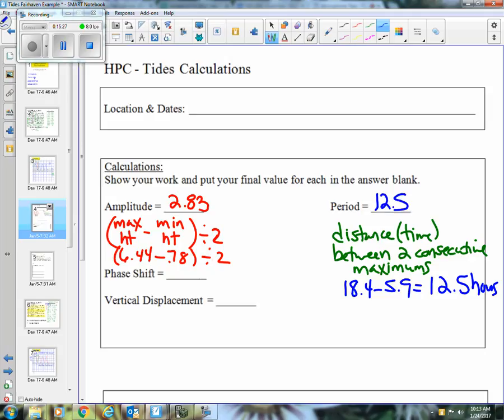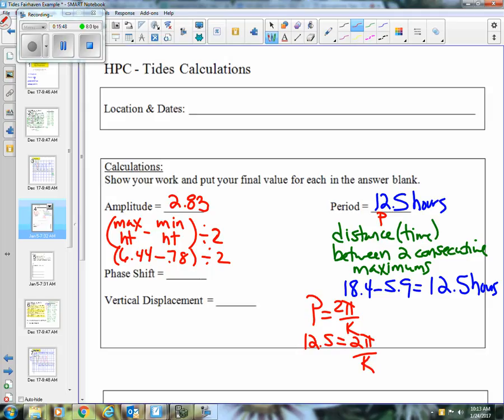Now remember, that's what the period is. That's not what K is. We still need to actually solve for K to figure out what that value is going to be for my function. So if the period is 12.5 hours, remember our formula for period is 2 pi divided by K. That means P is 12.5, and I can go ahead and solve for K.